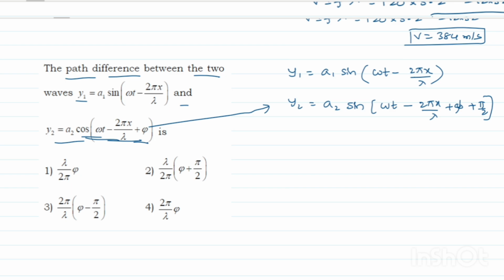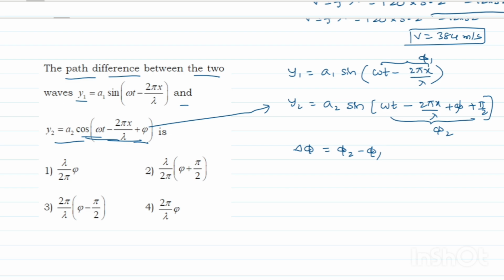Now just calculate the path difference they are asking. To calculate the path difference, first you need to calculate the phase difference value. So this is the initial phase phi 1 you can take, and this will be the second phase you can take as phi 2. So when you are simplifying this one, delta phi equals phi 2 minus phi 1. The difference between these two you can take directly without substituting.